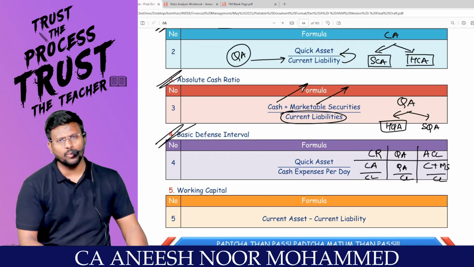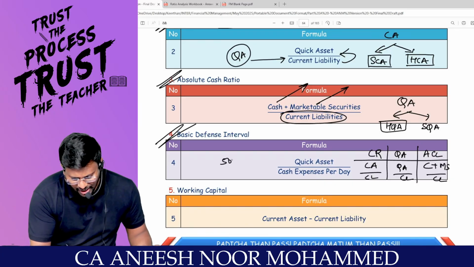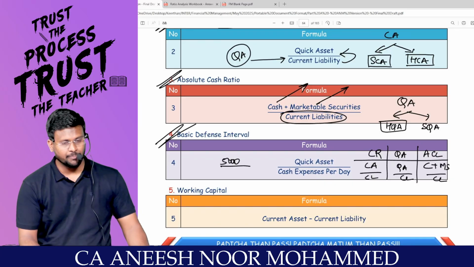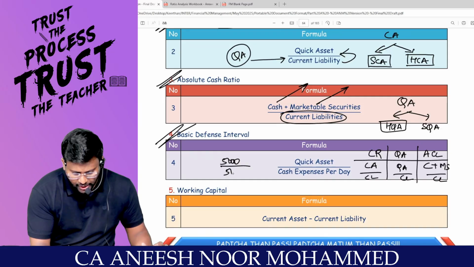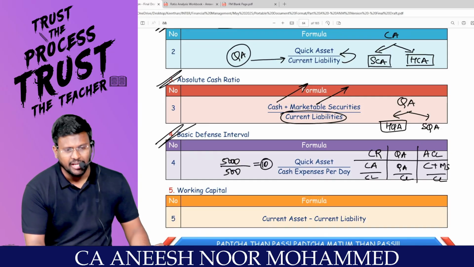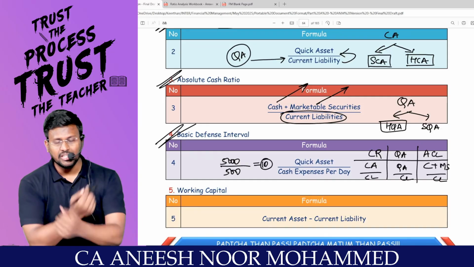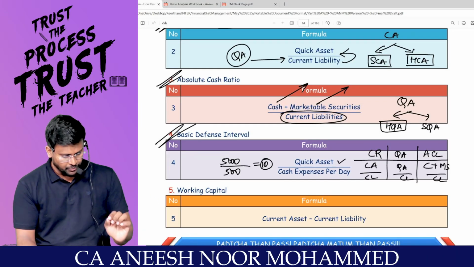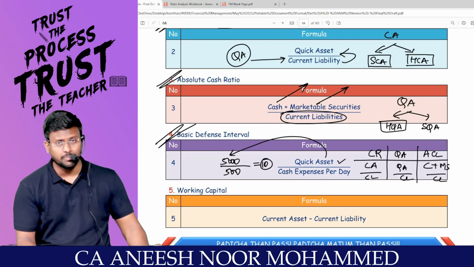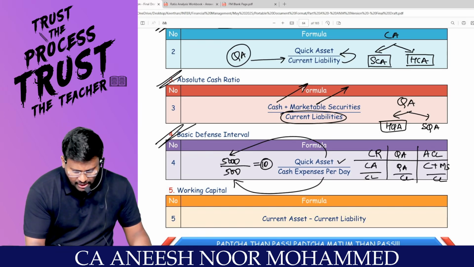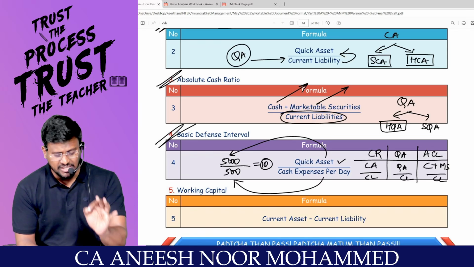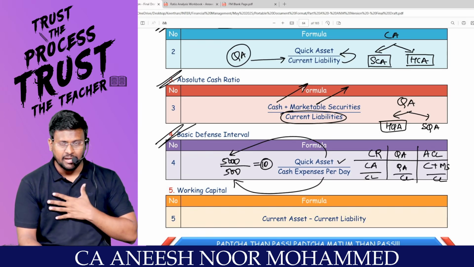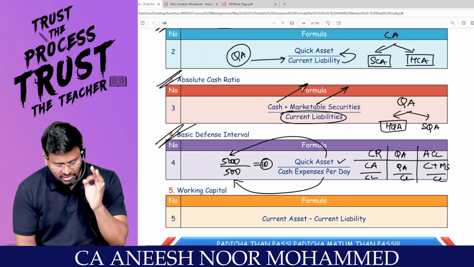Basic defense interval. Simple. If you have 5,000 rupees in hand and daily you spend 500 rupees, then for the next 10 days you need not worry. That is the basic defense interval. For example, 5,000 rupees is my quick asset and 500 rupees is the cash expenses per day, so I can say that my basic defense interval is 10 days.